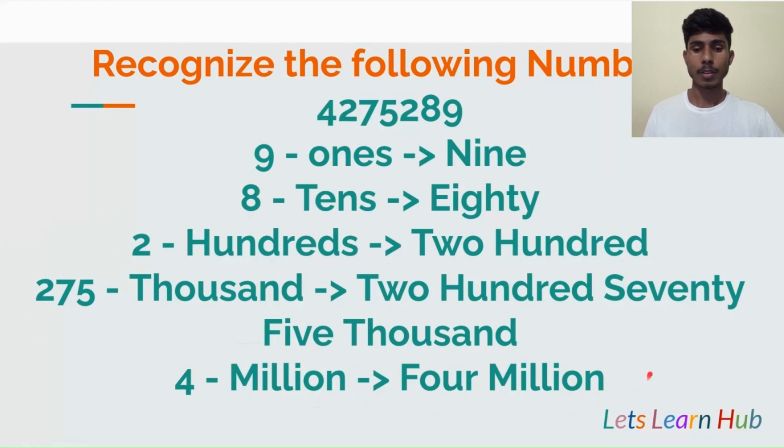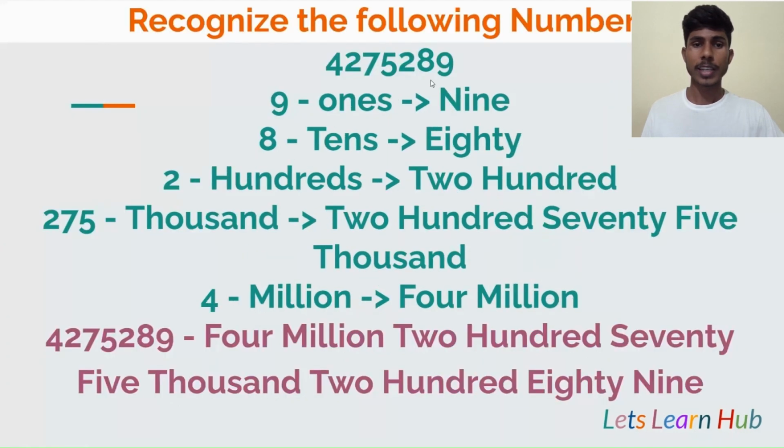Okay, and if we combine all this from bottom to top, this 9 ones will be 9, this 8 tens will be 80, these 200s will be 200, and this 5,000, 70,000, and 200,000, if we combine them, we'll get 275,000. And this 4 will remain the same as 4 million. And if we combine all this from bottom to top, we'll get 4,275,289, and this is the value.